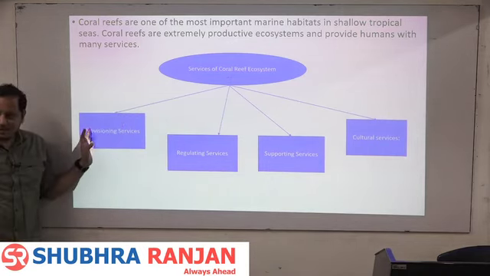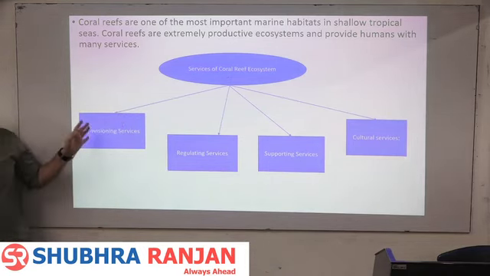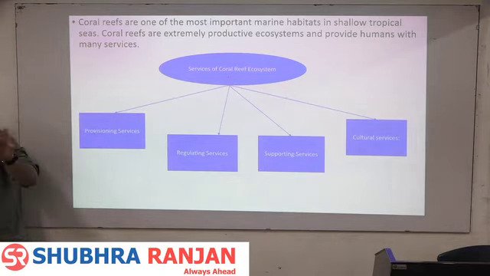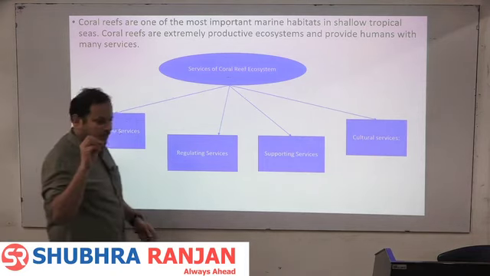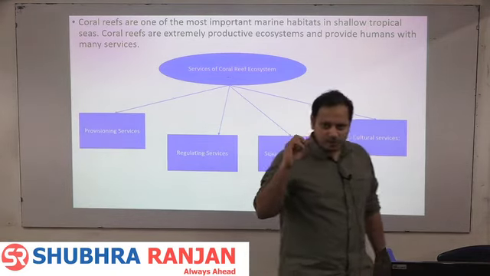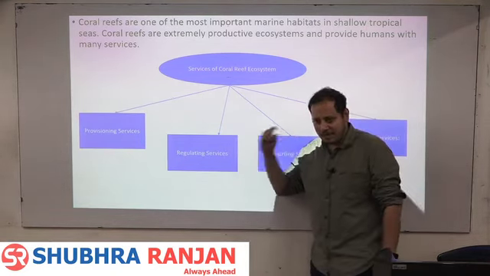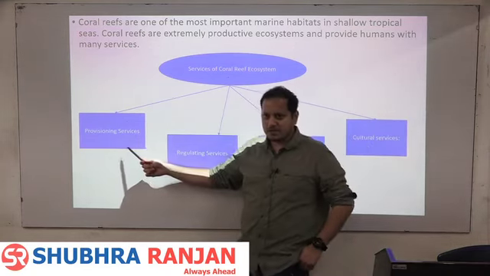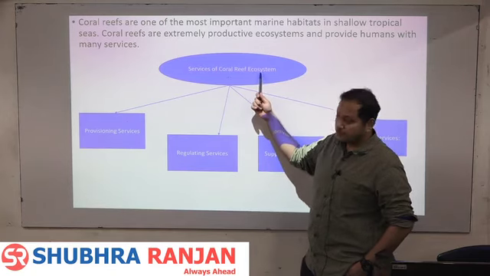These services which are given by corals or mangroves, we divide them into 4 different types of services. When we get something, it is known as provisioning services. They provide us food, fish, tourism, money, and jobs because of the tourism. So we'll call them the provisioning services of an ecosystem, the services of the coral reef ecosystem.